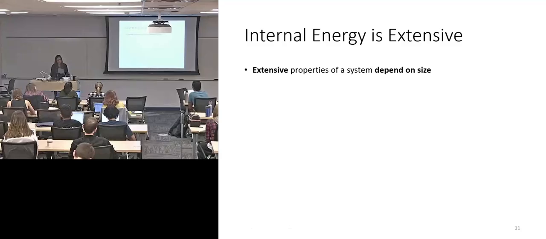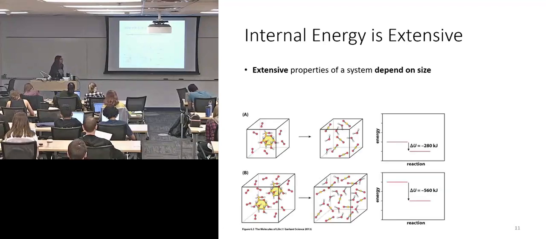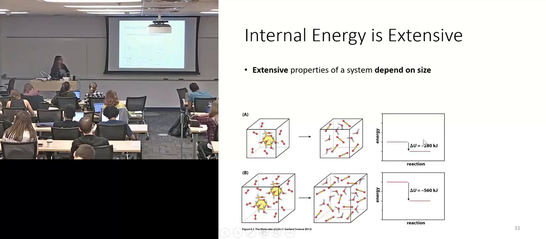So internal energy is an extensive property. The definition of extensive meaning it depends on size. And so there is a typo or an error in this figure from your textbook, because this should be 2801 and 5602. It's missing, this is 2800 kilojoules per mole, not 280. So that's just numbers missing on the figure.